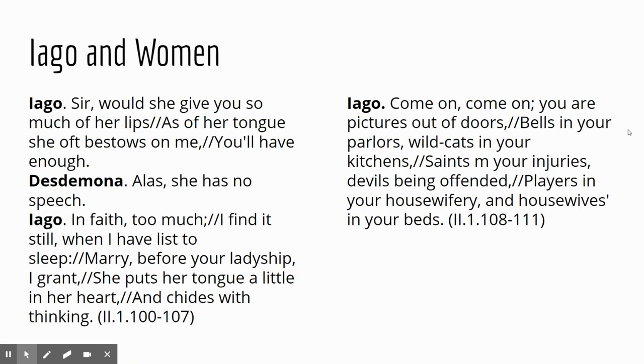I talked in the daily writing about Iago hating women. I think one of the ways that we can set that up is he talks about his wife as a scold, as kind of a nasty-tongued woman. There's probably some double entendre with the lips. And then he jumps almost immediately to women, plural.